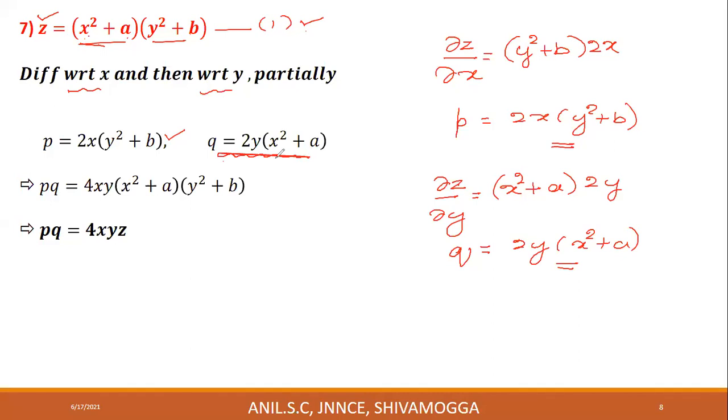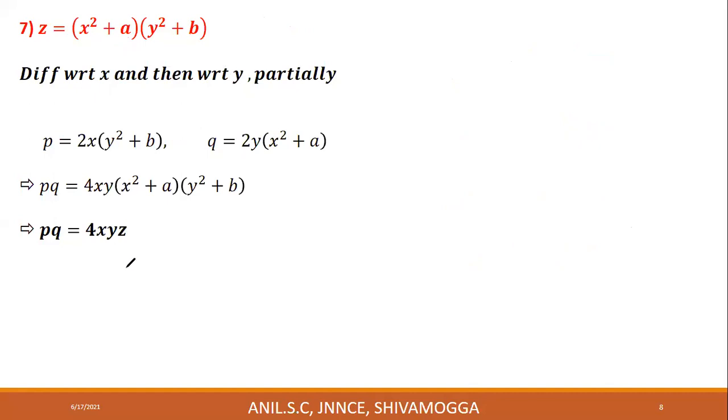The given equation is differentiated partially with respect to x and partially with respect to y. We have two equations now: p = 2x(y² + b) and q = 2y(x² + a). Using these two, we can form a partial differential equation. How do we do that? We know that (x² + a)(y² + b) is equal to z. Therefore, to obtain this term, let's multiply these two.